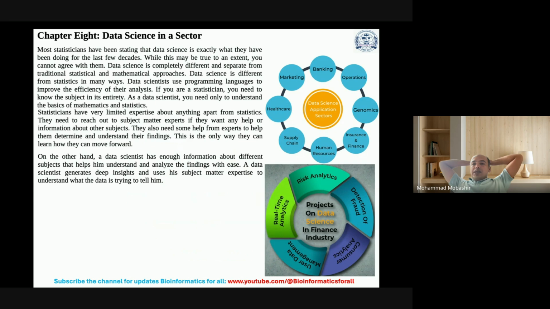So here you can see data science application sectors, that is banking, operations, genomics, insurance and finance, human resources, supply chain, healthcare, and marketing. If you summarize them, for example, it could be risk analytics, detection of fraud, consumer analytics, user data management, and real-time analytics. In addition, there are some health sector applications which have not been summarized in this.